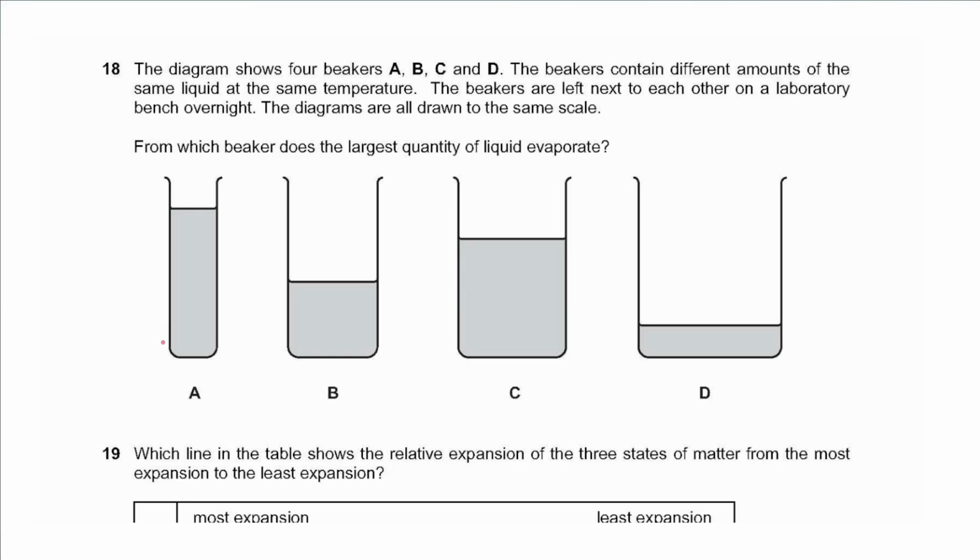So we need the largest area since all other factors are the same, because they are all in the same room and have the same temperature. So the one with the largest area is D.